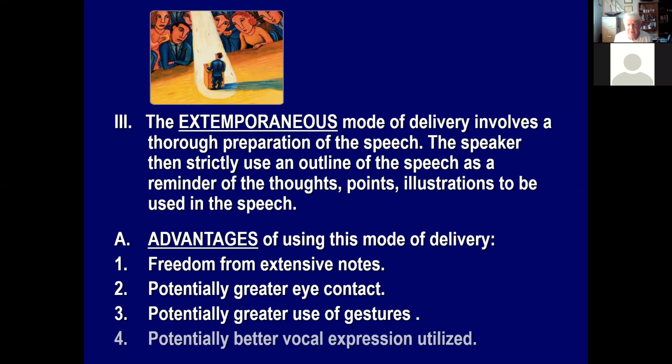Potentially better vocal expression is used as you're sharing. Your eye contact, your gestures, and your vocals all become what people hang onto in regard to your speech as you're speaking. And this has tremendous impact on your audience. This is a powerful, powerful way of speaking.